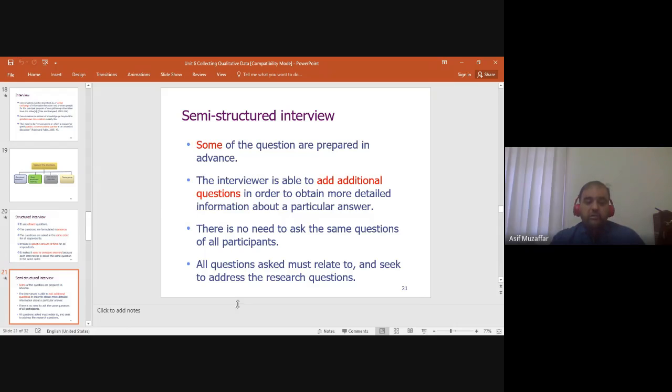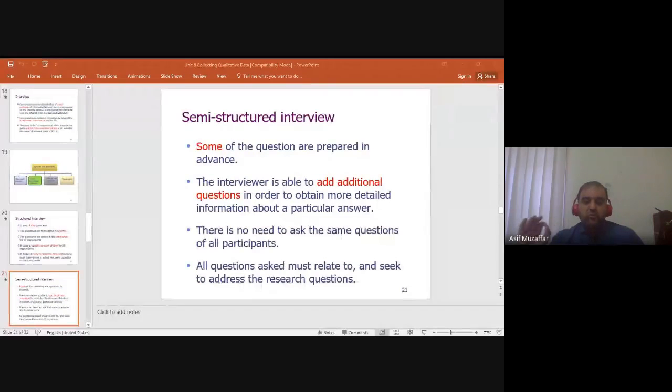So semi-structured interviews are difficult to compare. Why? Because you can only compare those questions which are the same for the interviewees. Those questions which you ask or make up during the interview may not be the same, and you cannot compare the responses of four or five participants based on that.